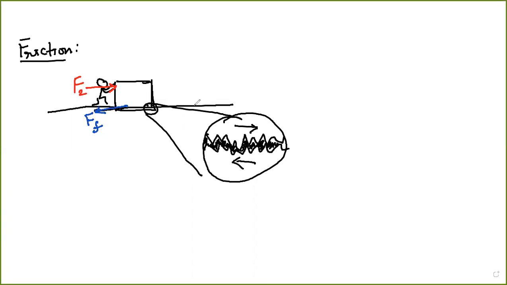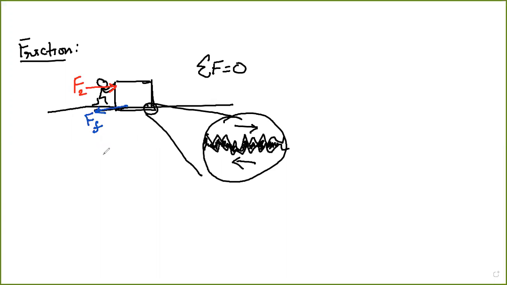So the crate is not moving at this point of time. So you have a situation where you have a static equilibrium. So sigma F is going to be equal to 0 because all the forces are equal and opposite. Now, how long does this situation remain? Well, the situation obviously remains until the force that you are applying is sufficient to break free. So what will happen is these jagged edges are going to jump over the cliffs and valleys at the bottom side, and then you have broken free.